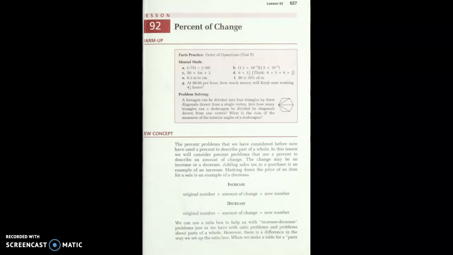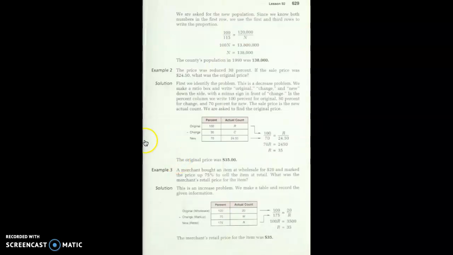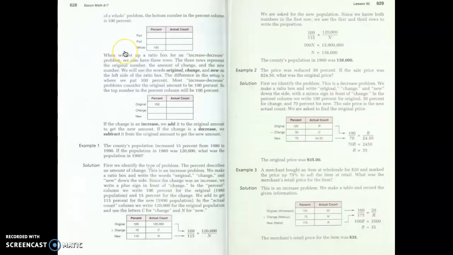So we can use the ratio boxes just like we've used for our part-whole problems. So when we make a table for a part-whole problem, hold on one second, I gotta widen my screen. Okay, I'm back. So when we make our table for a part of a whole problem, the bottom number down here in the percent is usually 100%. We're going to use the same concept, but instead of part and whole, we're going to be using the original, the change in percentage, and then that new amount. So we use the words original, change, and new on the left side of the ratio box.